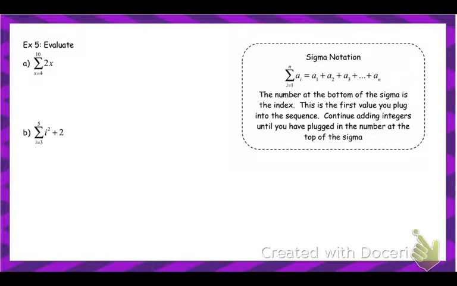So looking at this first one, I'm going to start by plugging in 4. So I'm going to do 2 times 4. Then I'm going to add the next term. So after 4, I would do 2 times 5. Then I would do 2 times 6, and I would keep going, not until I get this number, because I already have that number. I need to plug in that number. So keep doing every integer until you've plugged in that top number. That looks like 2 times 8.